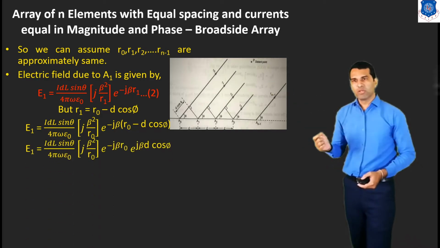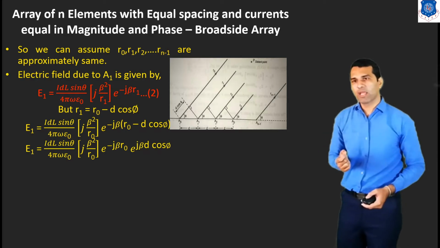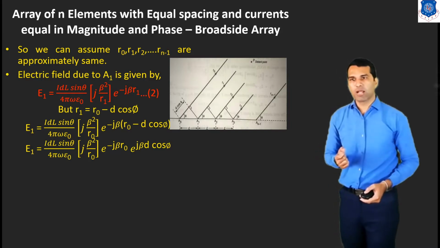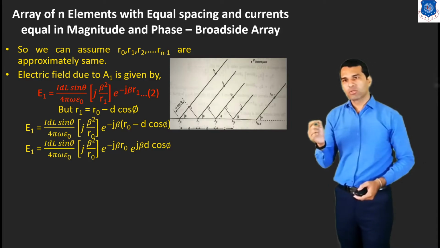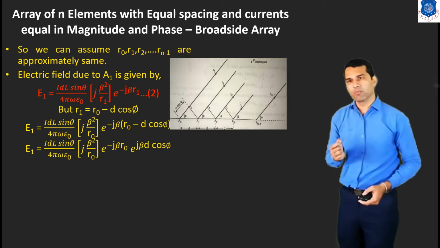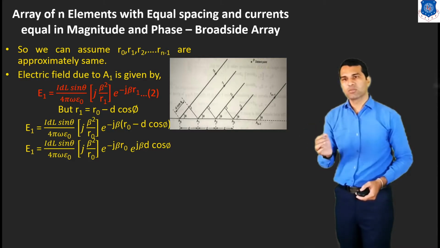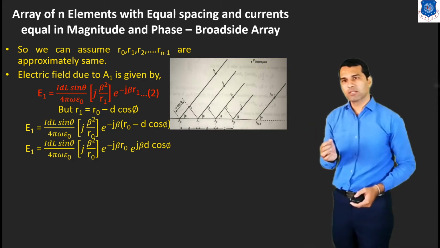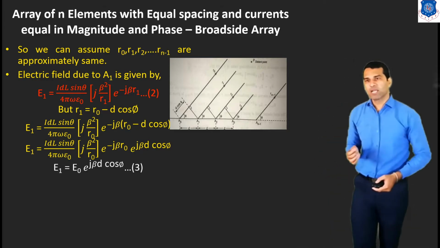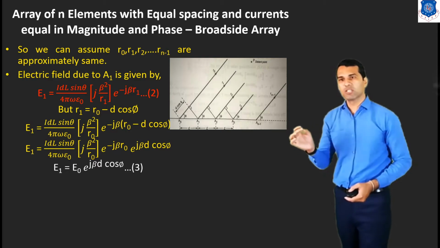Now we solve this equation. I dl sin theta upon 4 pi omega epsilon 0 is the same, and j beta squared upon r0 is the same. Now we solve the e raised to minus j beta (r0 minus d cos phi) term. We divide this into two portions, e raised to minus j beta r0 and e raised to j beta d cos phi. So we can write this equation in short form as E0.